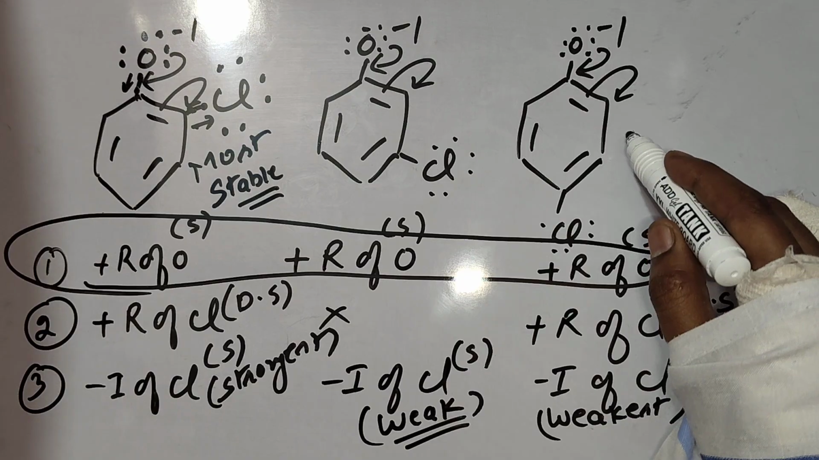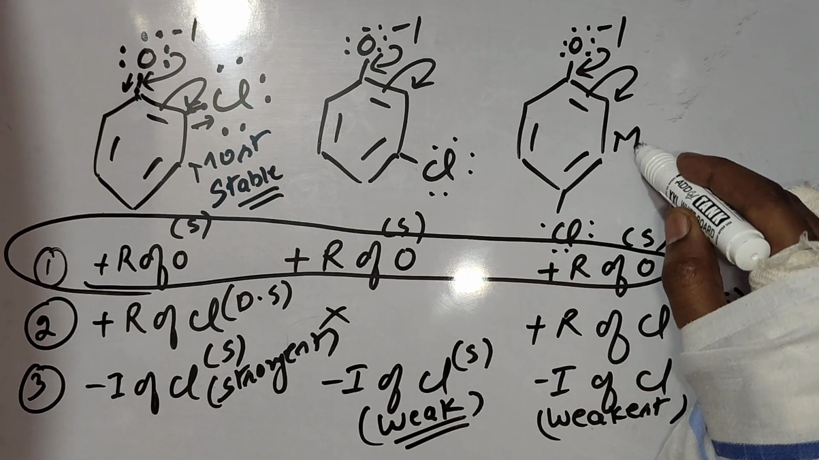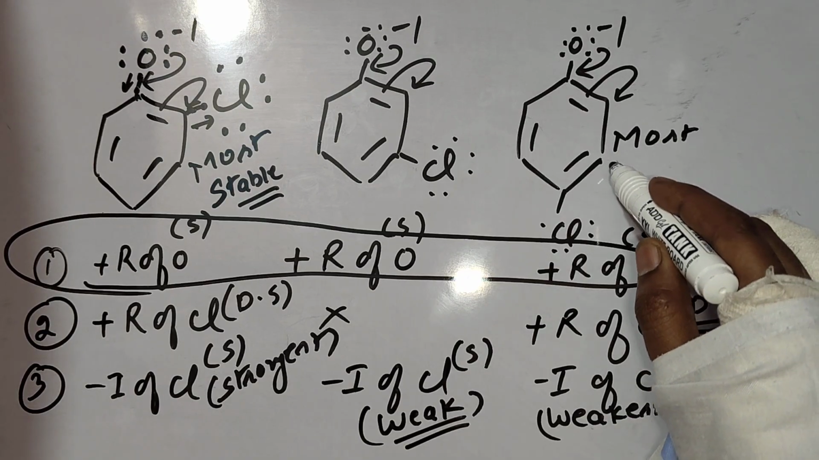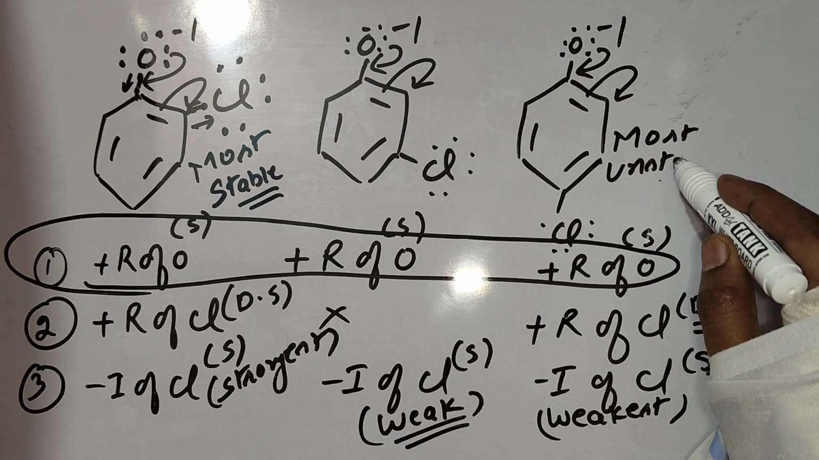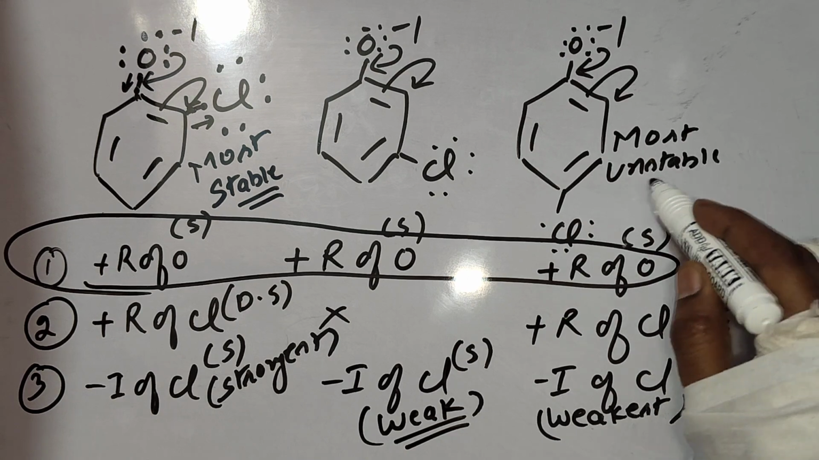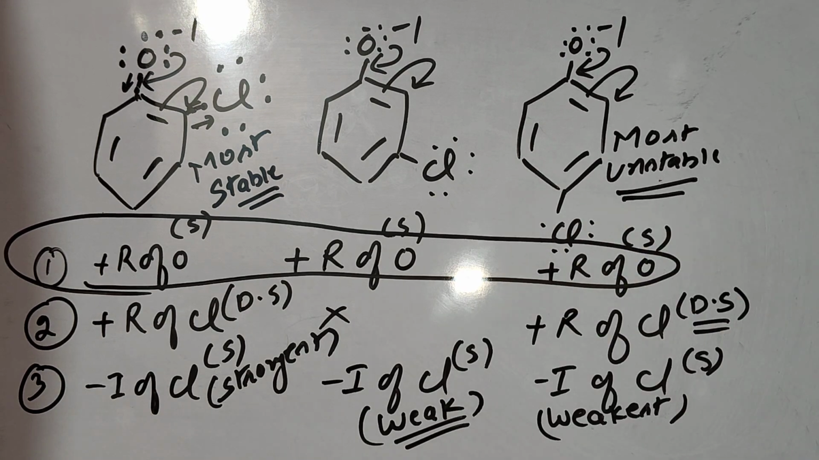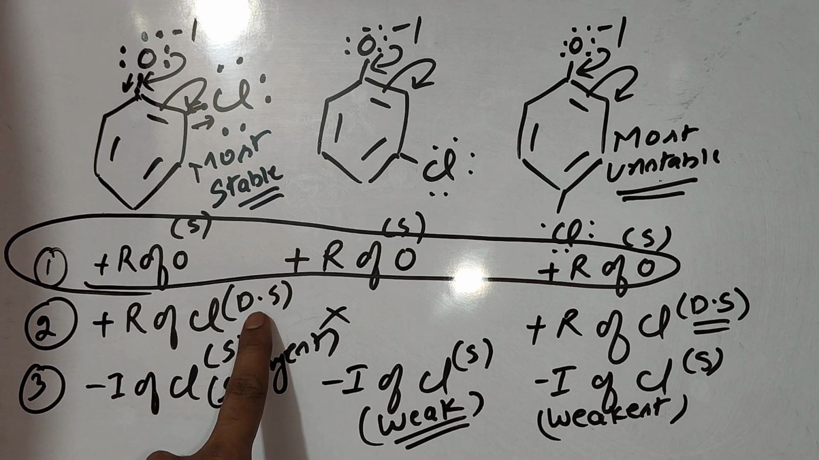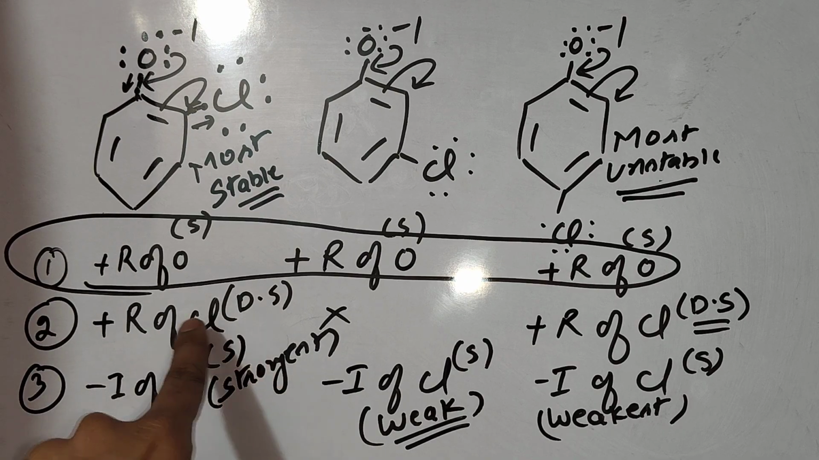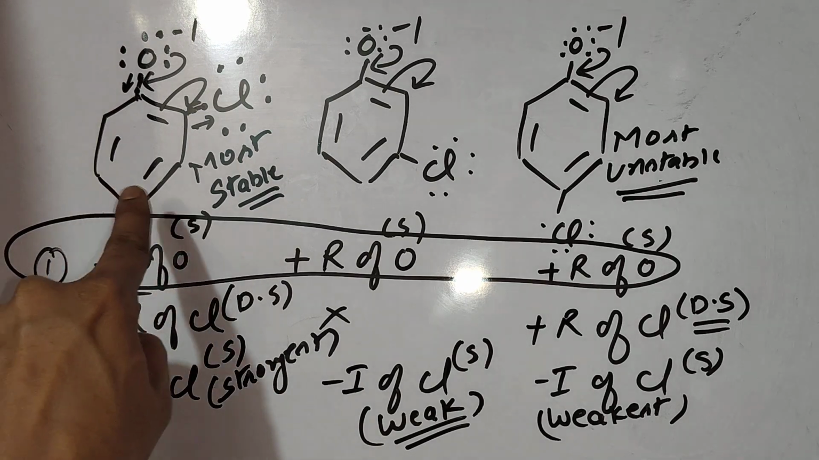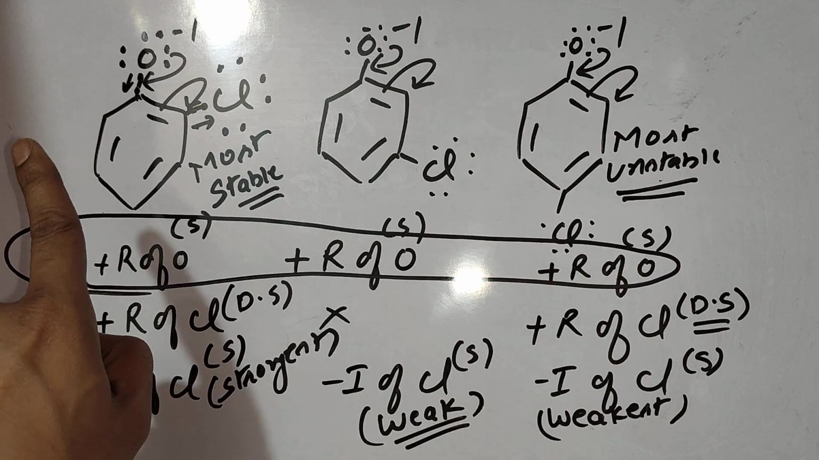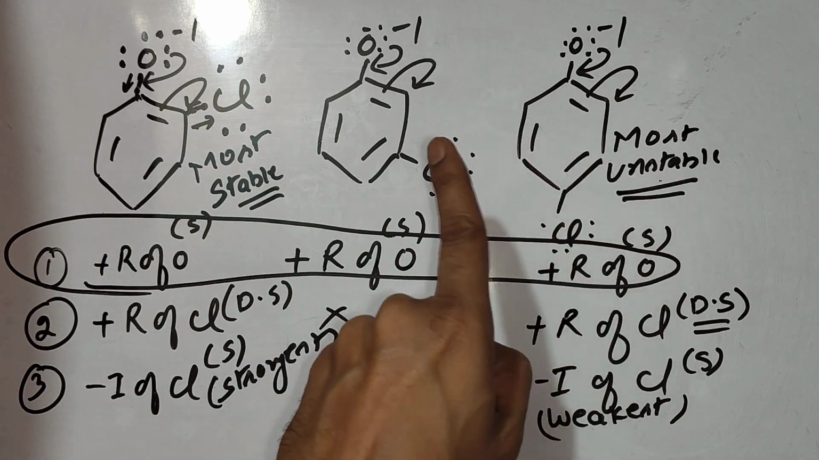This will be the most unstable anion. If we compare these three, that's it, we got the stability order. Two factors were there, one saying destabilize, one saying stabilize. The stabilizing factor is dominating, so overall this anion will be stabilized. Now which will be most stable and which will be least stable?